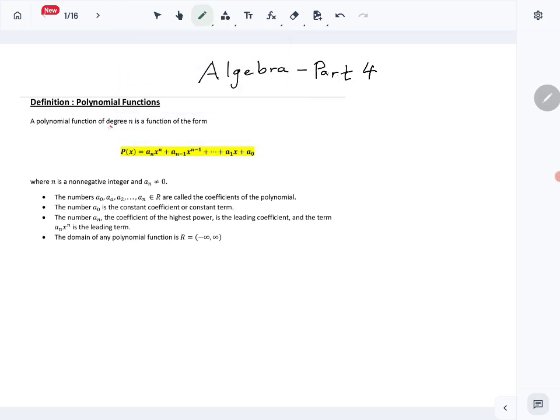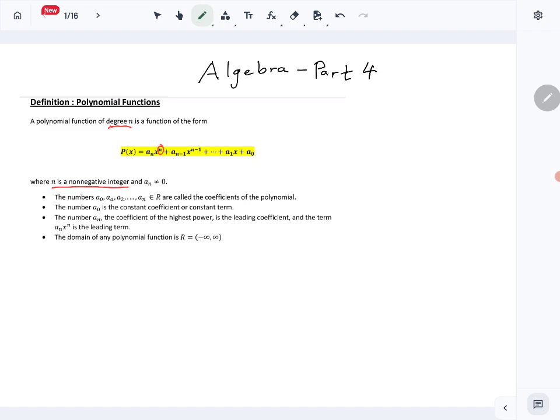Degree n is a function of the following form. It has to have this form. P of x is equal to a n x to the n power plus a n minus 1 x to the n minus 1, and keep on reducing the power until you get a1 x plus the constant term. So now some important things about n.